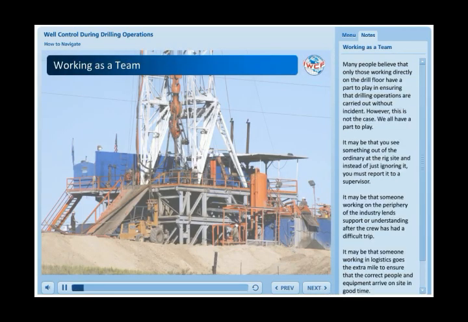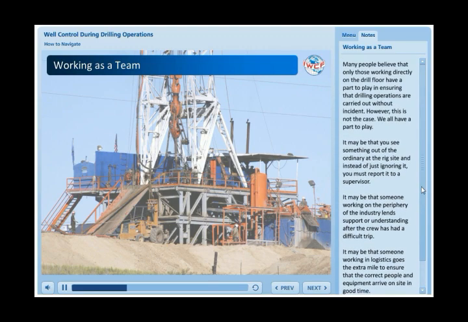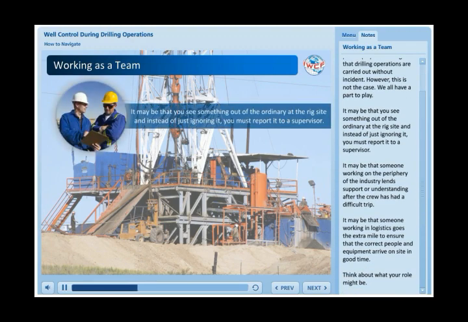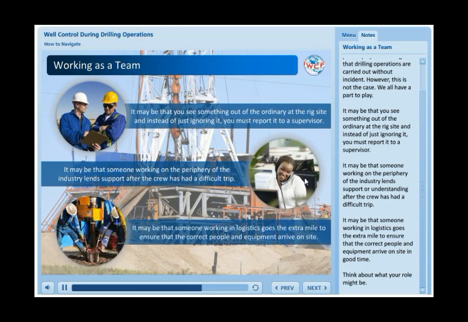Many people believe that only those working directly on the drill floor have a part to play in ensuring that drilling operations are carried out without incident. However, this is not the case. We all have a part to play. It may be that you see something out of the ordinary at the rig site, and instead of just ignoring it, you must report it to a supervisor. It may be that someone working on the periphery of the industry lends support or understanding after the crew has had a difficult trip. It may be that someone working in logistics goes the extra mile to ensure that the correct people and equipment arrive on site in good time. Think about what your role might be.